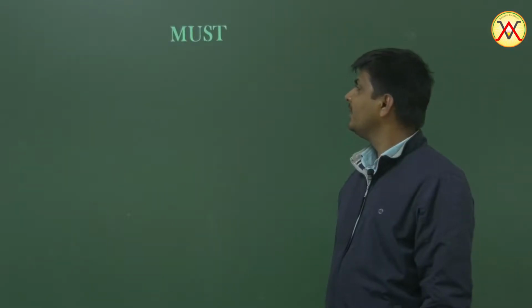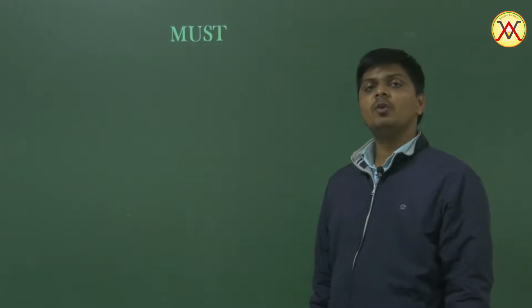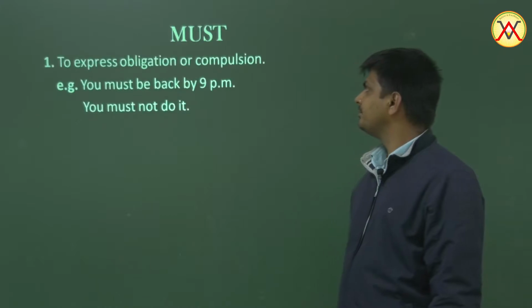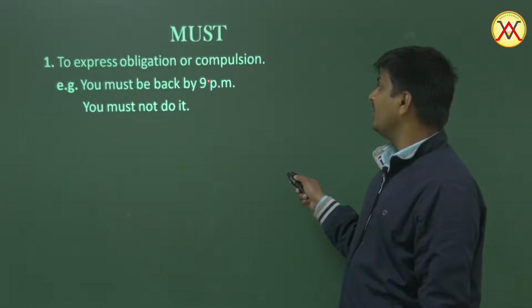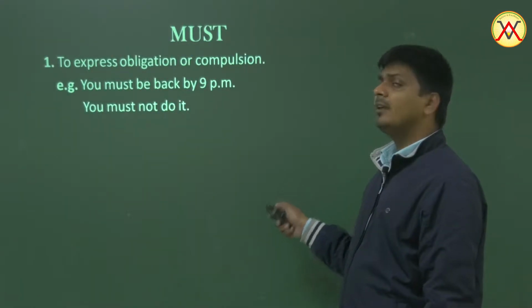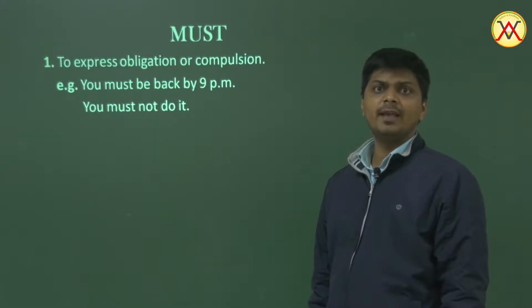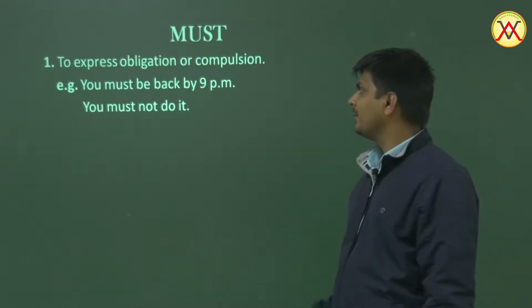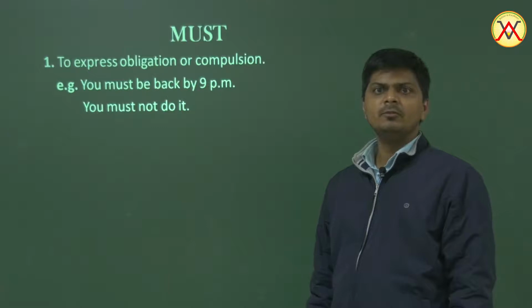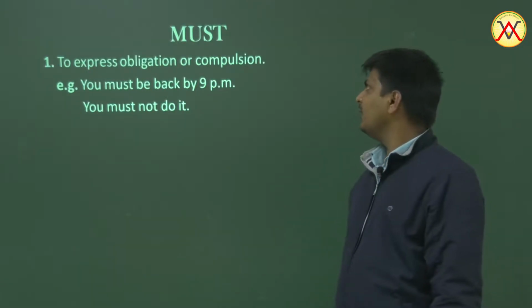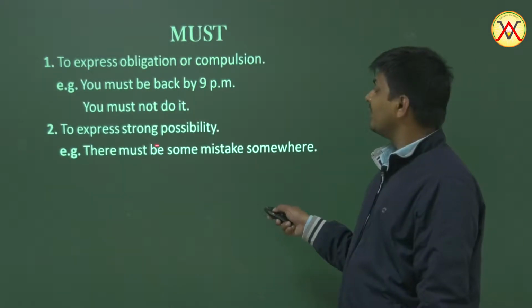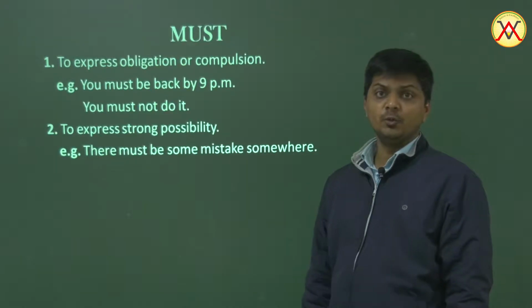Like that. Next modal auxiliary is must. It is used to express obligation or compulsion. You must be back by 9 p.m. Don't get later than that. You must not do it. You must come on time. Obligation, compulsion. To express a strong possibility is the second use.